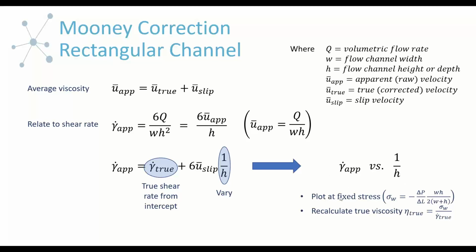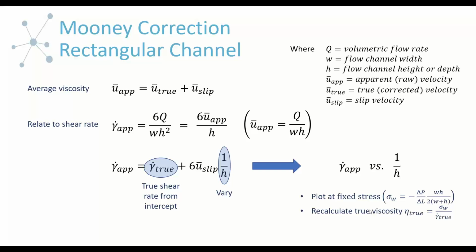And each of these plots that we make will be for a fixed wall stress, which we also know from our software output. What this gives us is that we can extrapolate to get from the intercept what the true shear rate really is near the wall. And that's how we're going to be able to correct our data. Once we do this plot at a particular fixed stress and calculate the true shear rate near the wall, we can calculate the true viscosity, knowing the stress and now knowing the true shear rate.